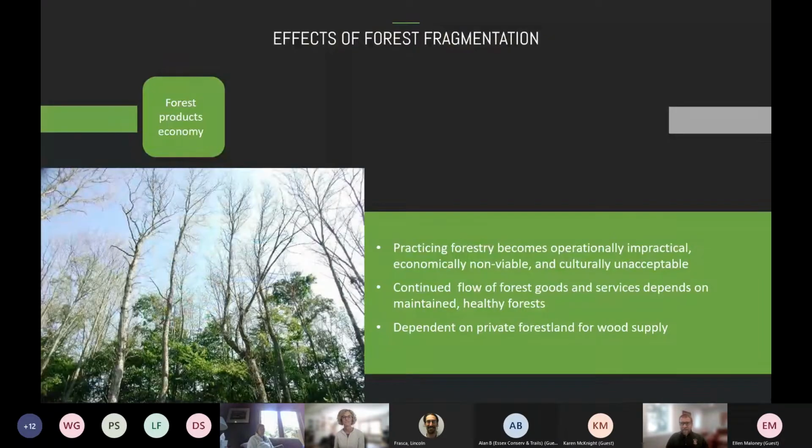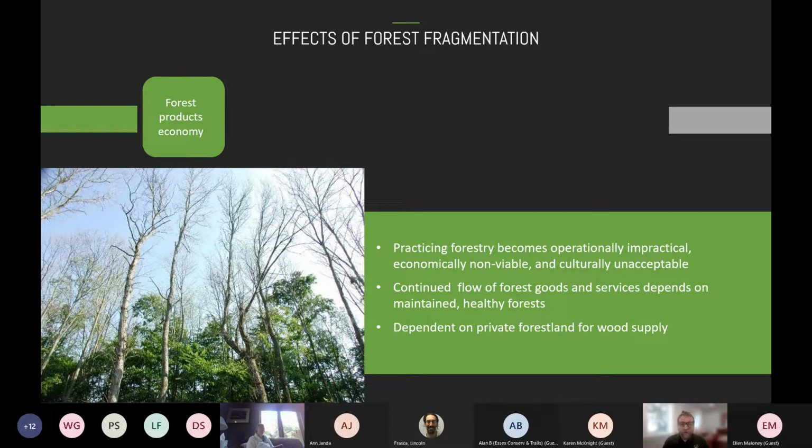So I wanted to start by thinking about forest fragmentation. That's the process of large blocks of forest becoming bisected by roads and development, and that creates smaller and smaller patches of forest. And now this process has wide effects.